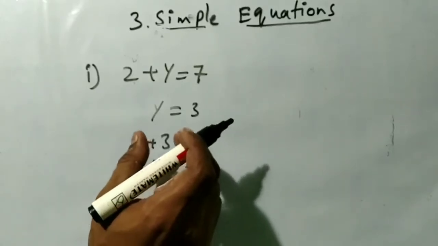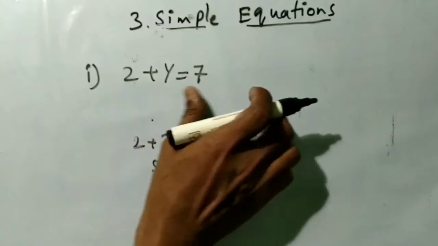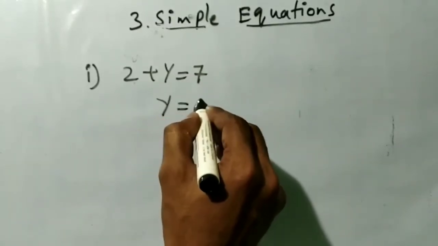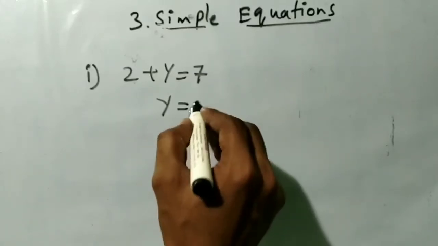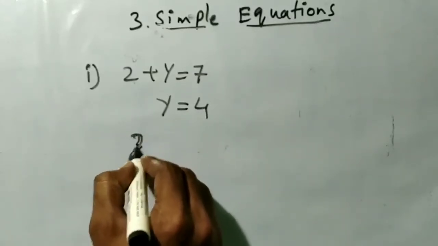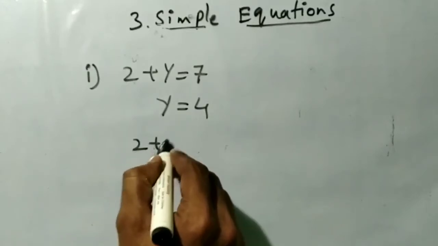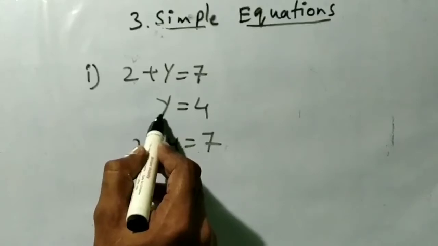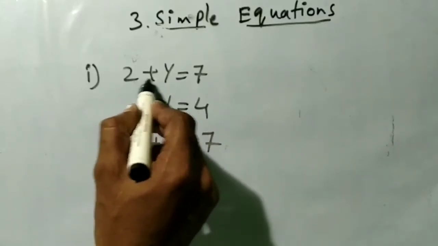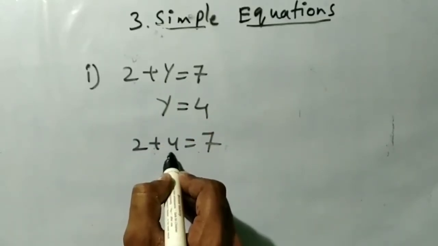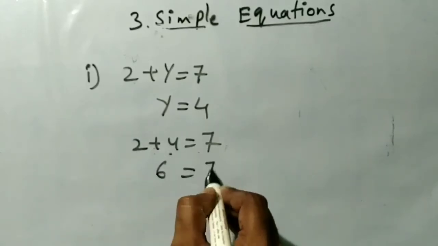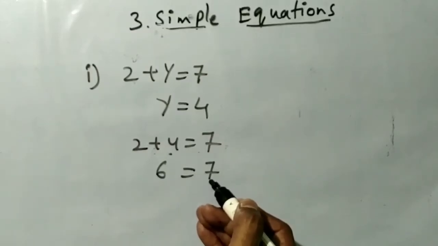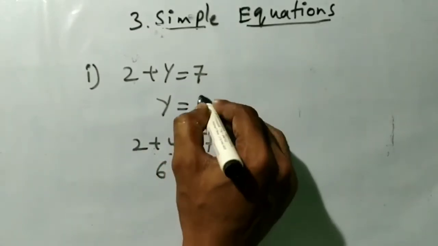So take some value bigger than 3. Let's take y is equal to 4. We have taken 3, let's take 4. Substitute the value of y. Here y is equal to 4, so 2 plus 4 is equal to 6, equal to 7? So we are coming closer to the equation, that is 7. Let's take y is equal to 5.